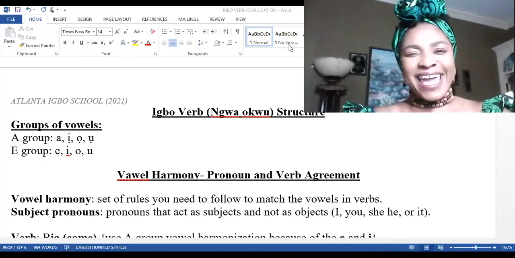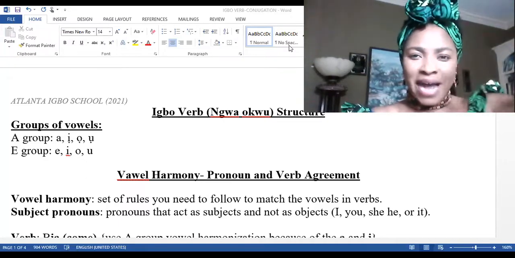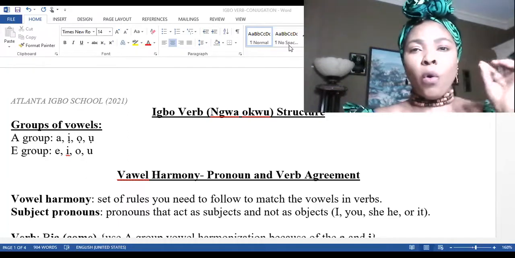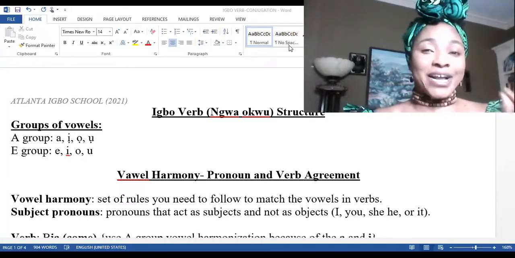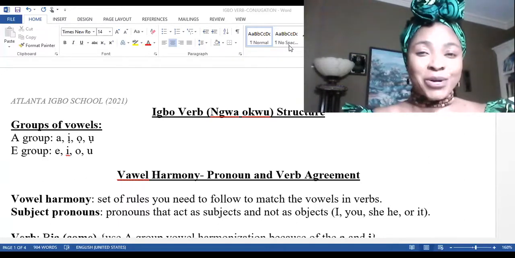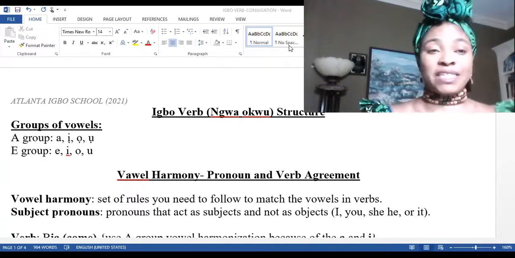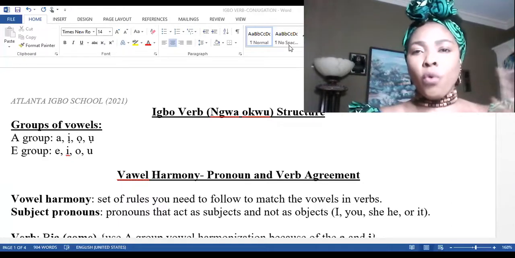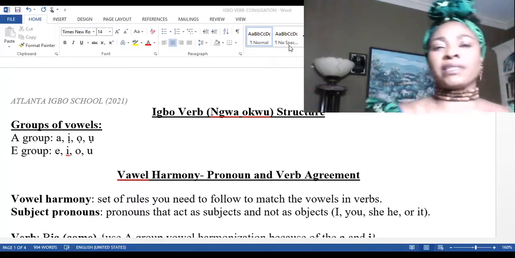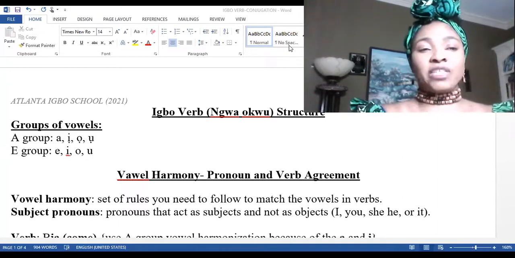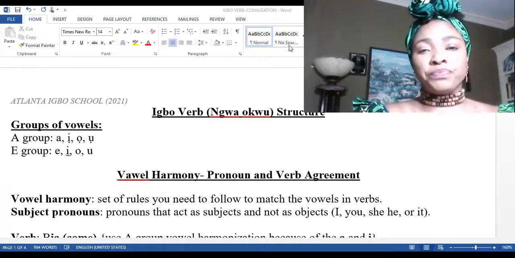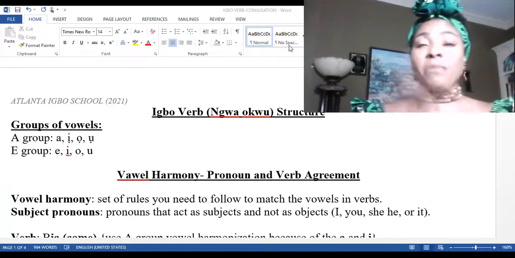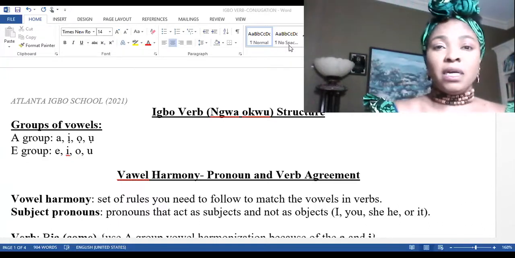It's the one with the double dot, up and down, okay? O, that's the A group. And the E group, they are the regular letters, O, U. That's it. Now, when you're trying to harmonize, we have a set of rules here, and you have to follow them to match the verbs, okay?